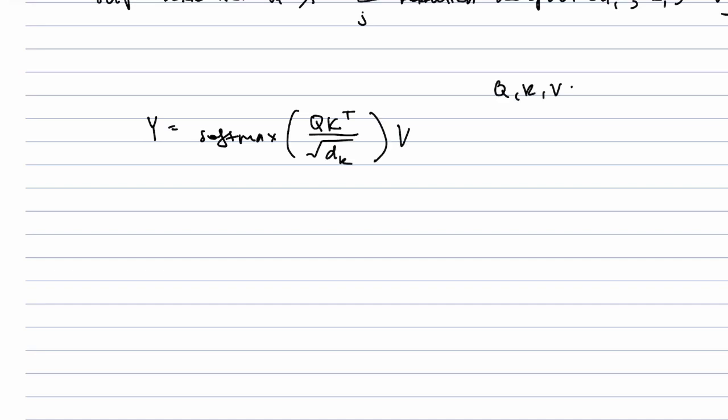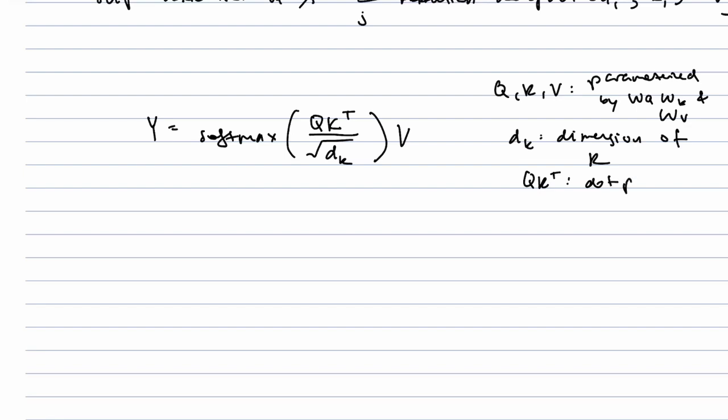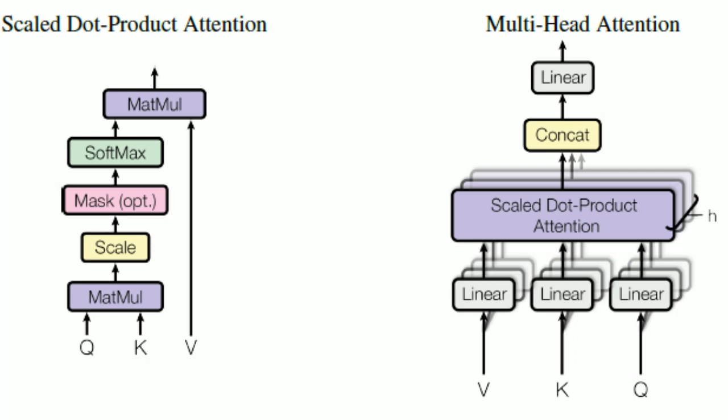Q, K, and V are the learned linear transformations of the input sequence, and remember they're parameterized by weight matrices. dk is the dimension of the key vectors, and we use the square root of that to scale the attention scores, and QK^T represents the dot product between the query and key vectors. This is usually how people diagram self-attention, which is also known as the scaled dot product attention.